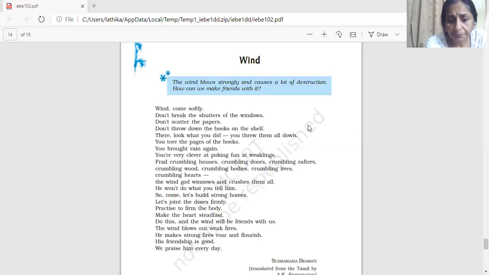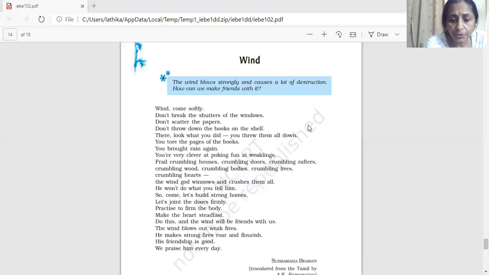You tore the pages of the books. You brought rain again. You're very clever at poking fun at weaklings. Frail, crumbling houses, crumbling doors, crumbling rafters, crumbling wood, crumbling bodies, crumbling lives, crumbling hearts. The wind god winnows and crushes them all.